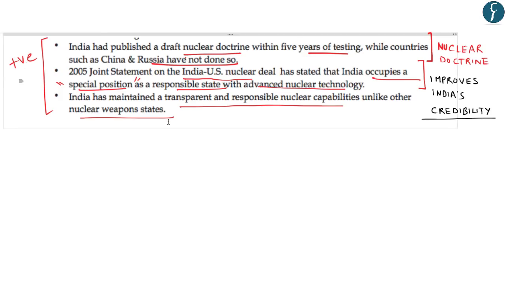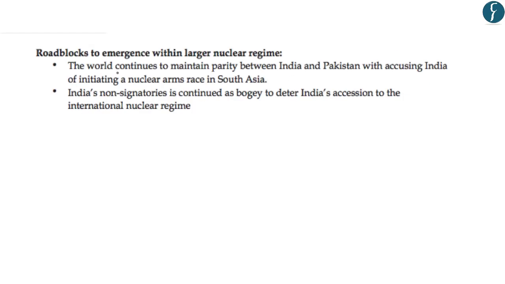However, the author also suggests that there are certain roadblocks to emergence within the larger nuclear regime. Let us understand those roadblocks. The author says that the world continues to maintain parity between India and Pakistan, accusing India of initiating a nuclear arms race in the Southern Asia region.